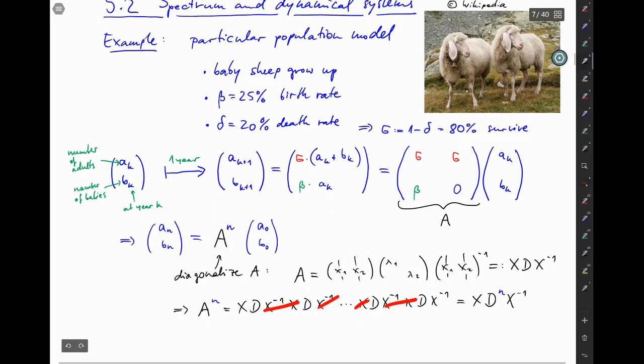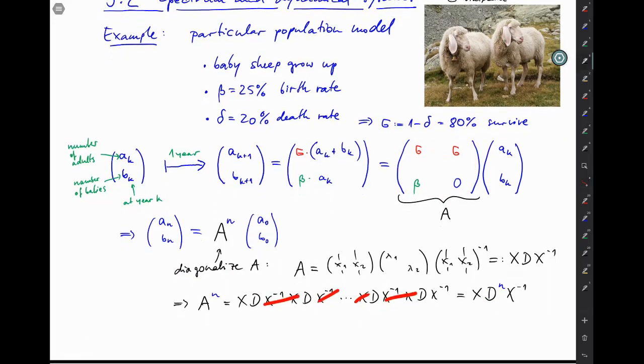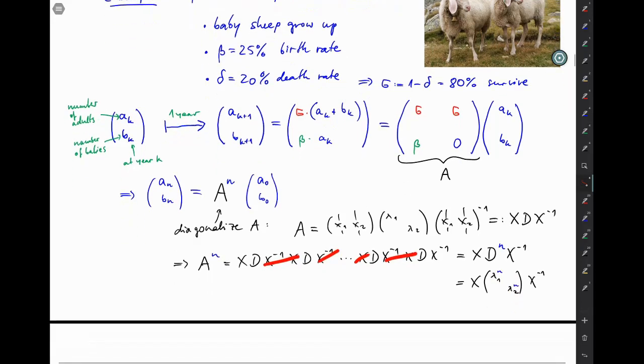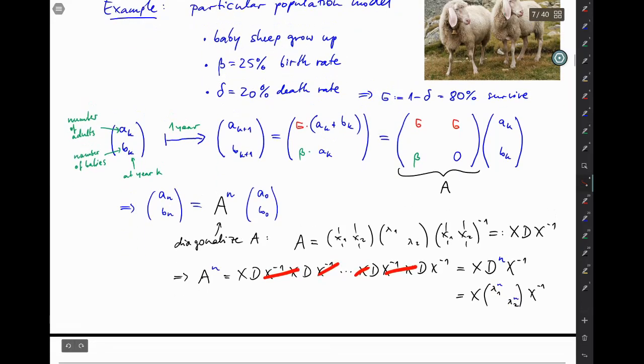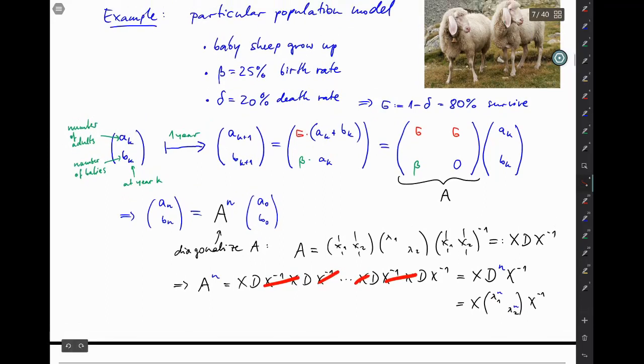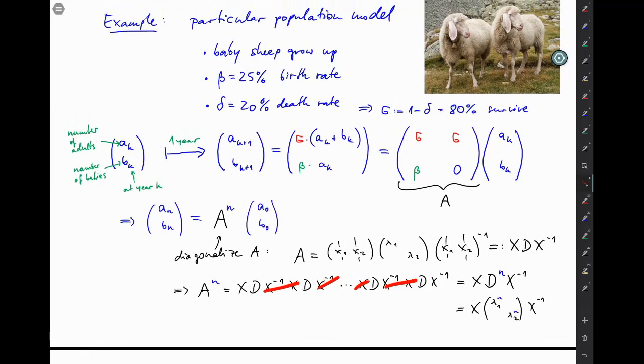Okay, now we can substitute back what our matrix D is, and we see that the nth power of that diagonal matrix is just taken by taking the nth powers of the corresponding diagonal entries. So just powers of numbers. Okay, and now if you want to know whether your career as a shepherd is going to be a big success, you just have to look at these numbers here. Are they growing? Are they going to zero? Are they remaining at some stable level?